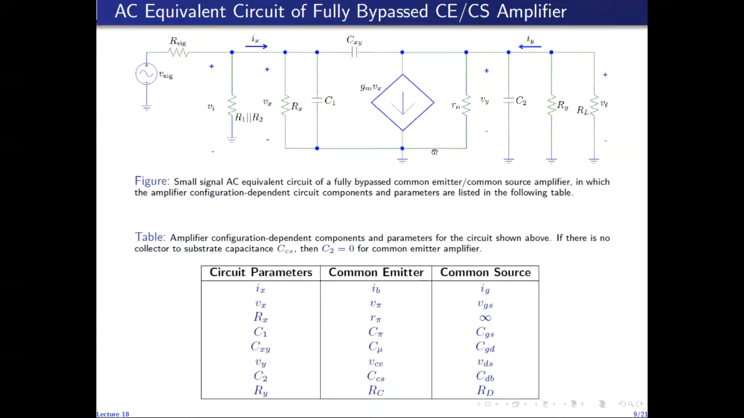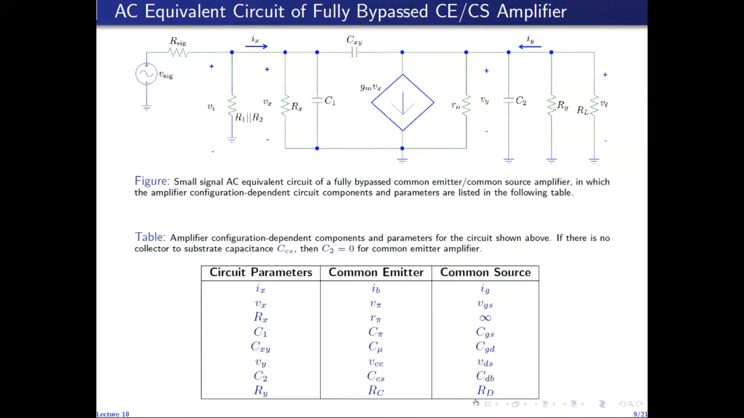On the other hand, if this represents a common source amplifier, then this is the gate node, this is the source node, and this is the drain node. So Ix is Ig, Vx is Vgs, Rx is infinity, because there is no resistance between gate and source in the midband. C1 is the gate to source capacitance CGS, Cxy is the gate to drain capacitance CGD, Vy is the drain to source voltage VDS, C2 is the drain to body capacitance CDB, and Ry is the AC drain resistance RD. So here we've assumed that source and body are connected to each other, so there is no source to body capacitance.